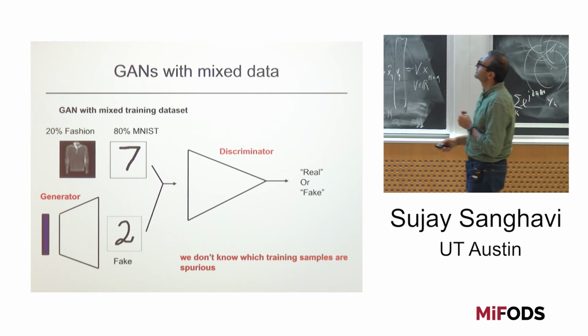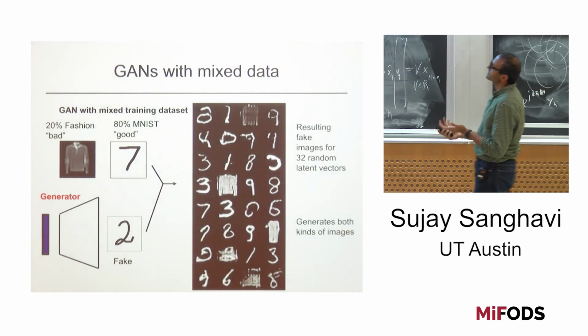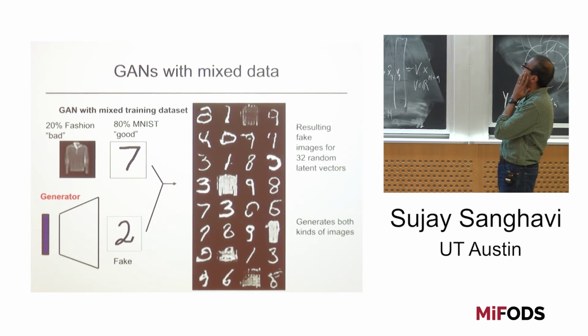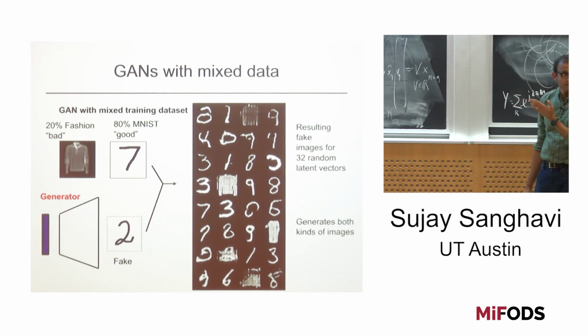All right, so this is the output for 32 random samples. This is what we saw before, right? It's kind of low quality.